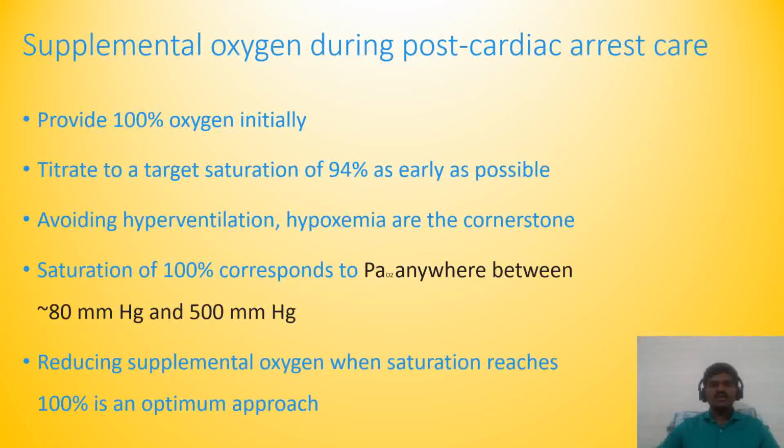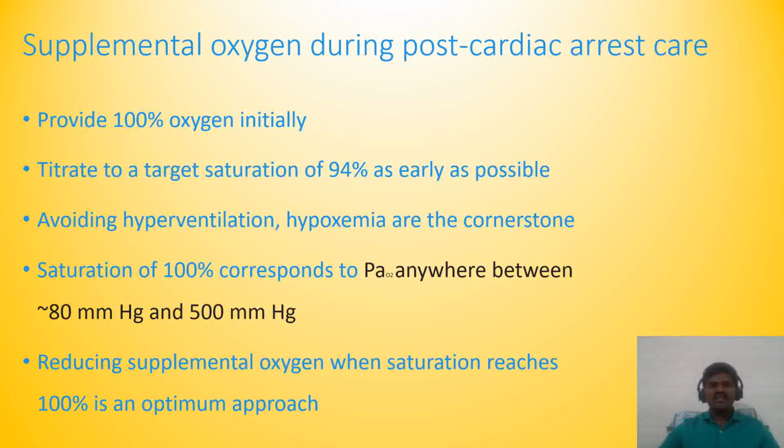Supplemental oxygen during post-cardiac arrest care. Need to provide 100% oxygen initially and then titrate to a target saturation of 94% as early as possible. Otherwise, you are going to increase the generation of oxygen free radicals and thus oxidative damage.